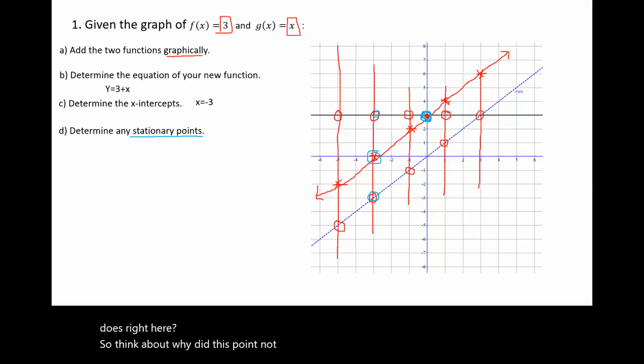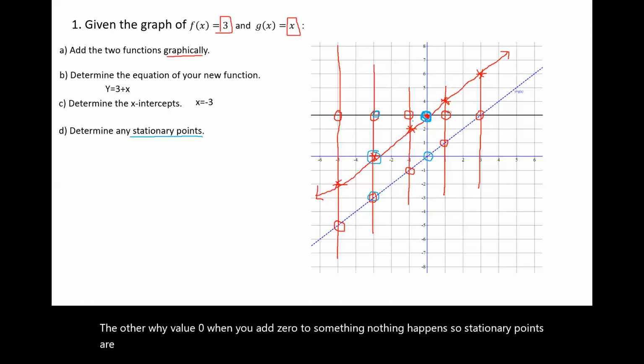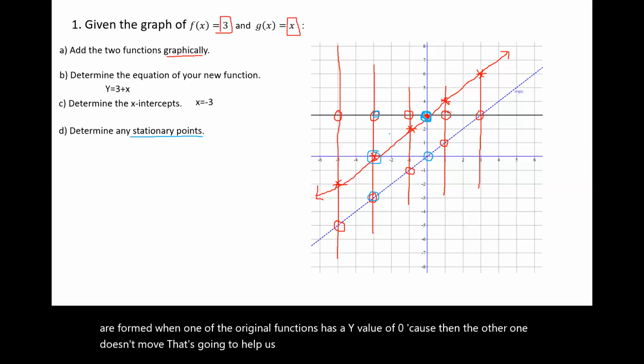What's happening when x equals 0? What's the other y value? The other y value is 0. When you add 0 to something, nothing happens. So stationary points are formed when one of the original functions has a y value of 0, because then the other one doesn't move. That's going to help us draw graphs quicker. So keep that point in mind. So (0, 3) was a stationary point.